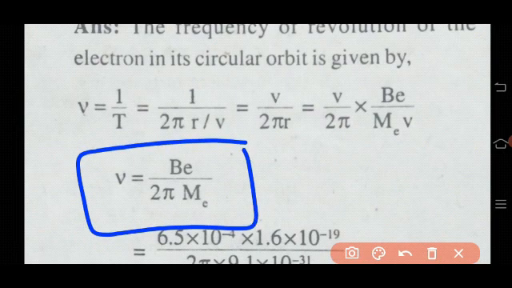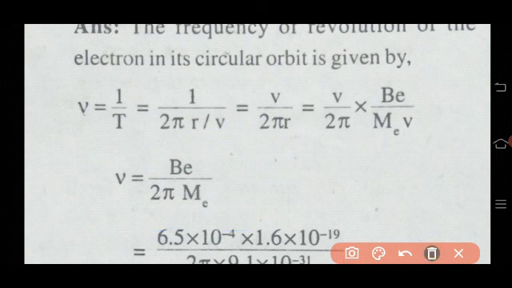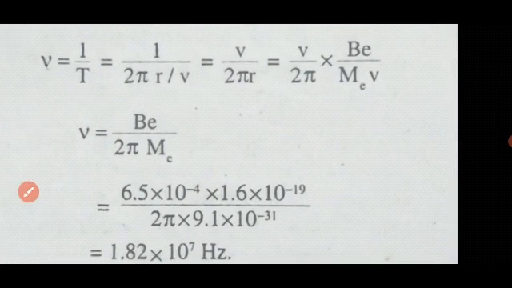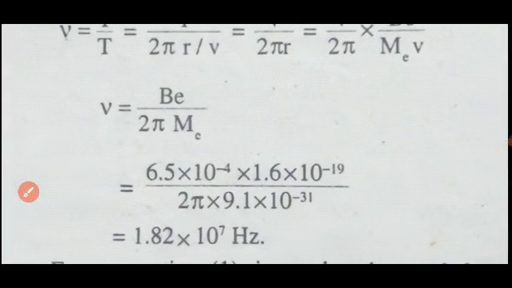Nu equal to B into E by 2 pi ME. What is B? Magnetic field. What is E? Charge. What is ME? Mass of the electron. When you substitute, you know all the values in the problem itself. When you substitute, you get the frequency.